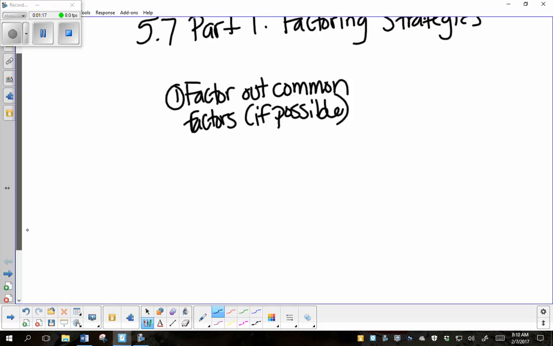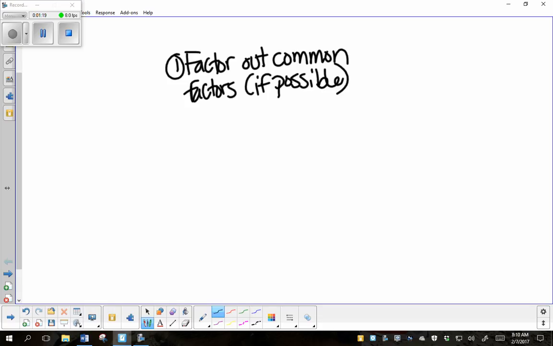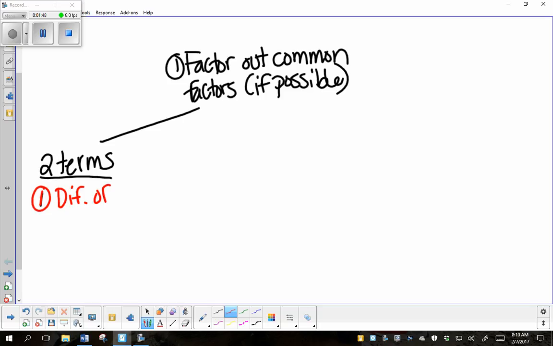Then, after you factor out a common factor, if you can, you want to look at how many terms there are. If you're left with a polynomial that has two terms, there are two different things we can look for. You might not be able to factor anymore after you take out that common factor, but you want to check for two things. The first one you want to check for is a difference of squares.